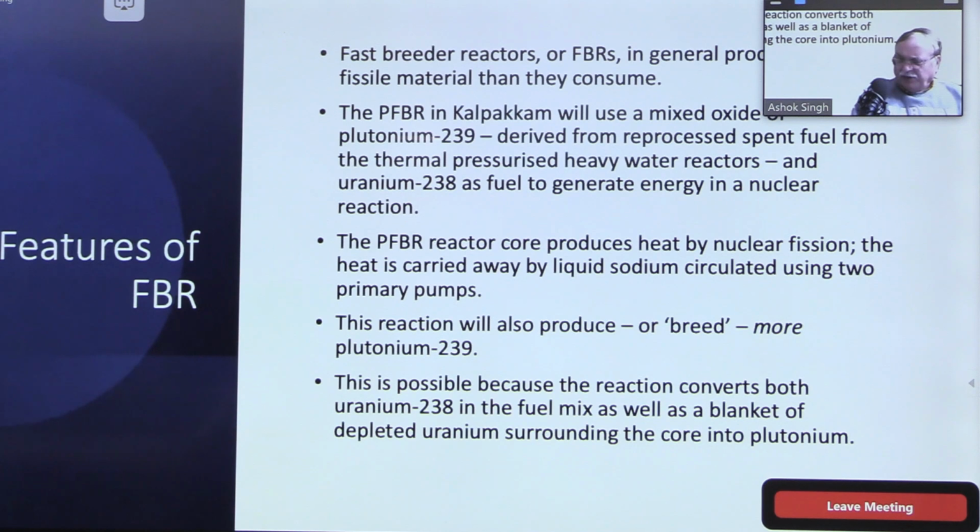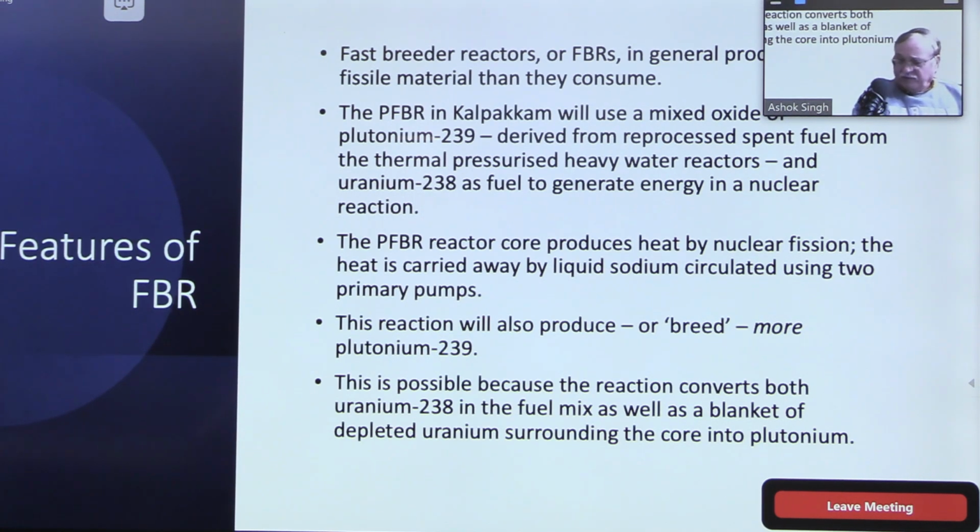The uranium-238, which was useless in the first generation reactors, because that does not undergo fission, gets converted by nuclear reaction to plutonium-239. And plutonium-239 is a nuclear fuel for fast breeder reactors.